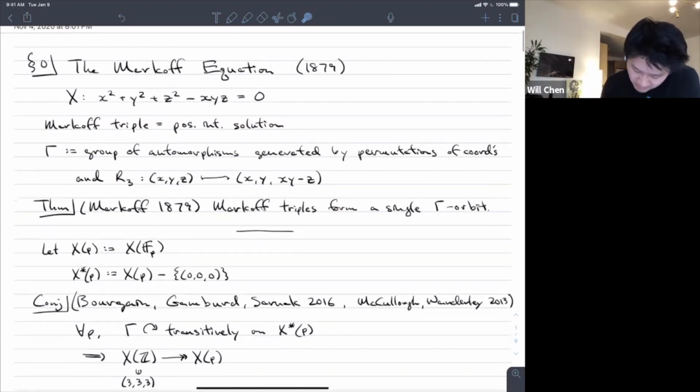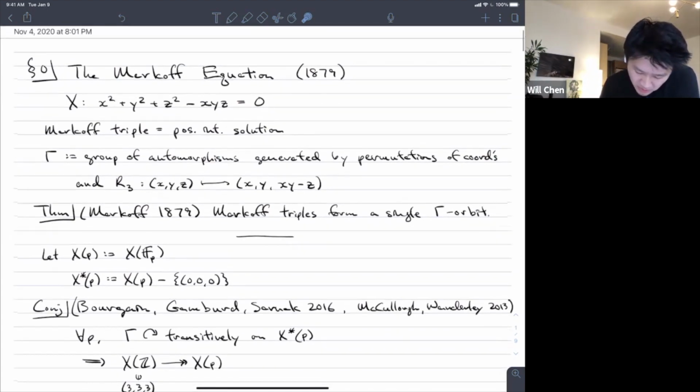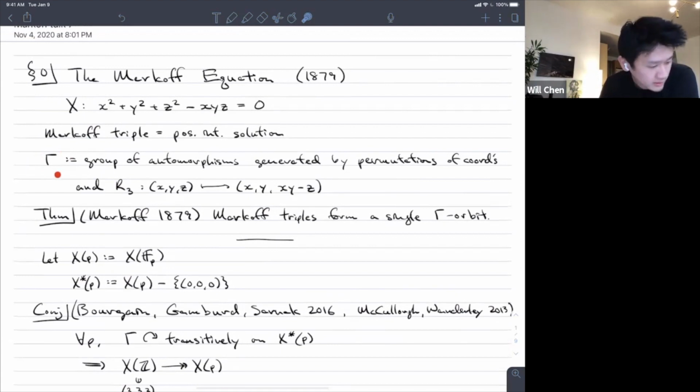So when talking about the Markov equation, often there's a certain group of automorphisms which appears. So I'll just call that one gamma. This is a group of automorphisms generated by permuting the coordinates. I mean, this is a symmetric equation, symmetric in x, y, and z. So you can permute the coordinates, and it's generated by the permutations of the coordinates and this additional guy, which is sometimes called a Vieta involution.